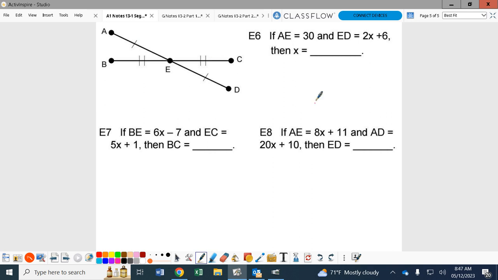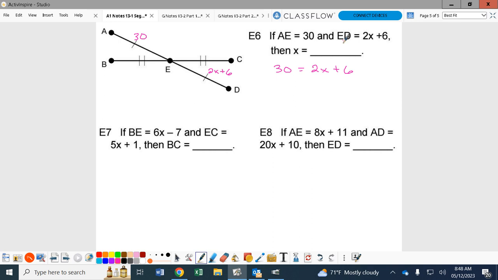It says on here that AE from here to here is 30. It says that ED down here is 2x plus 6. Now, this one's pretty straightforward, guys. What do we know about these 2 pieces? They're congruent, so we can set their measurements equal to each other, so we would set 30 equal to 2x plus 6. Again, that setup, the problem's not given to you to solve. You have to set it up. That's the geometry part of the problem, is setting that up. The solving part is the algebra.